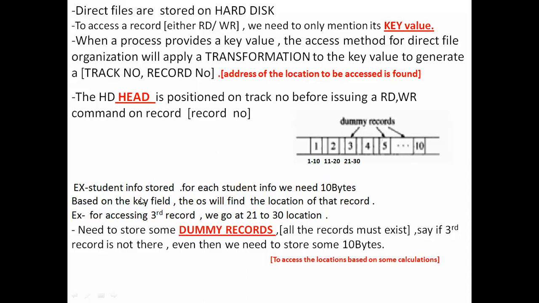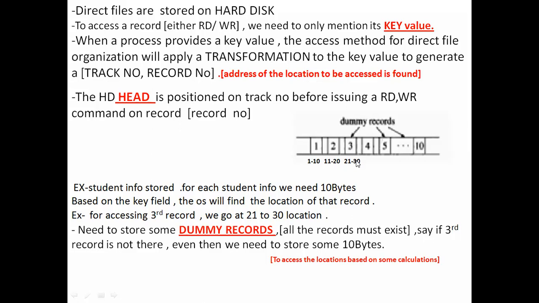Here, based upon the key field, the OS will find the location of that record. For example, for accessing the third record, as I told, each and every record is of size 10 bytes. So bytes 1 to 10 are reserved for student information 1, 11 to 20 bytes are reserved for student 2, and 21 to 30 are reserved for the third record. So if I want to access the third record, I'll be accessing the bytes from 21 to 30.